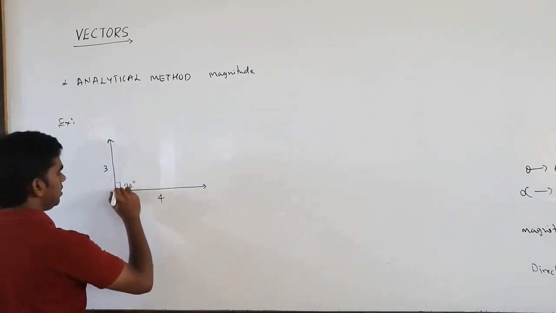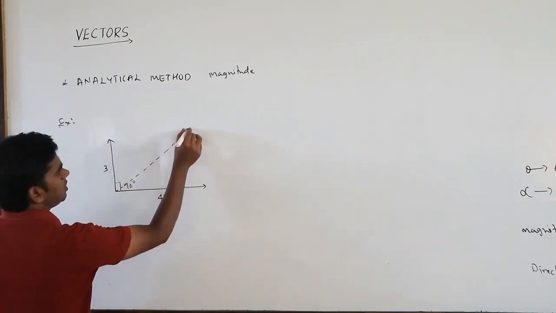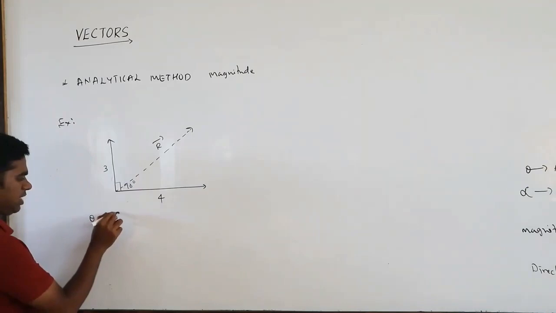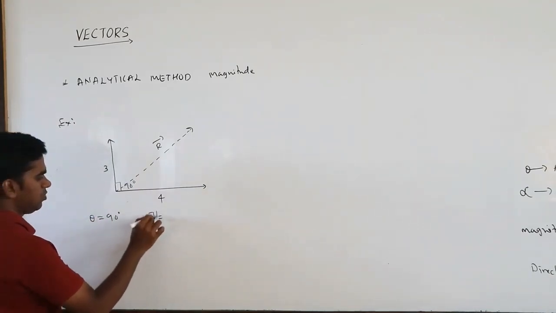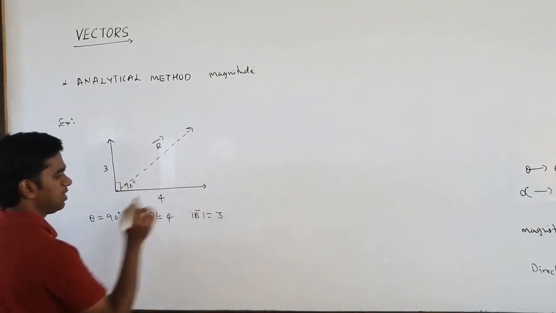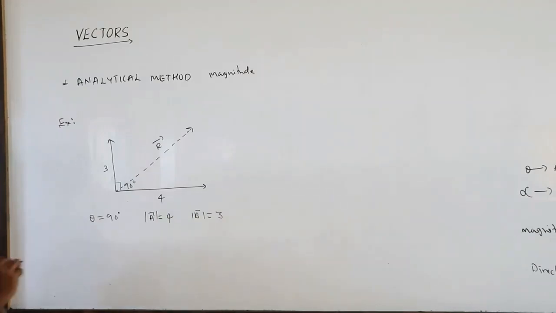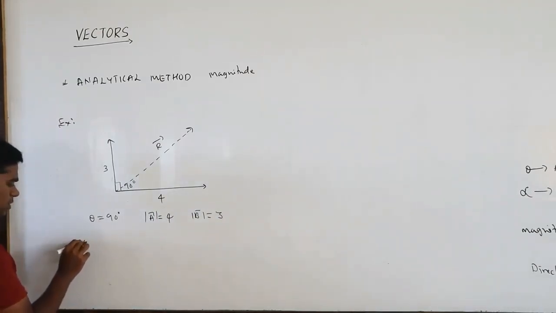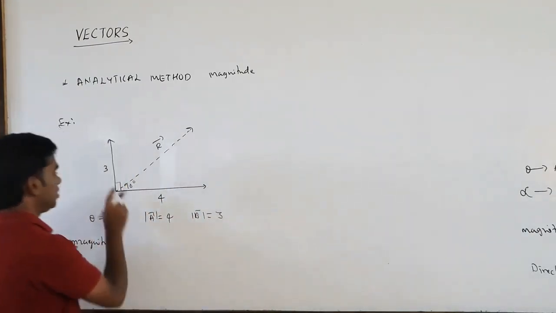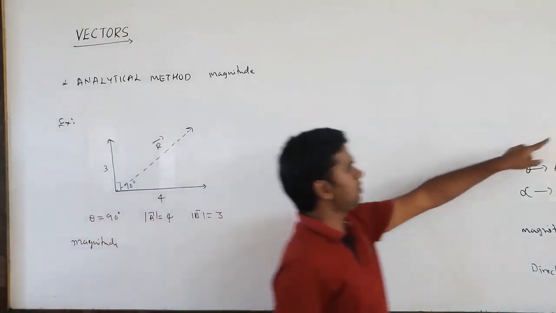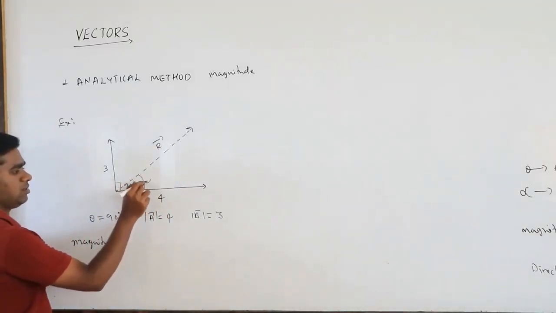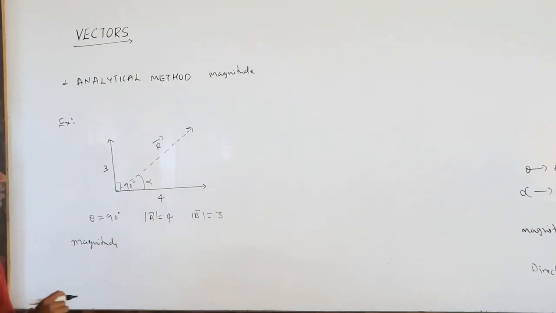So the resultant is going to be here, and you have to find this resultant. Theta is 90 degrees. The magnitude of vector A is 4 and the magnitude of vector B is 3. Now apply the formula. First you have to find the magnitude, so compare this with that one. Theta is the angle between A and B, and alpha is the angle made by the resultant with vector A or vector B.